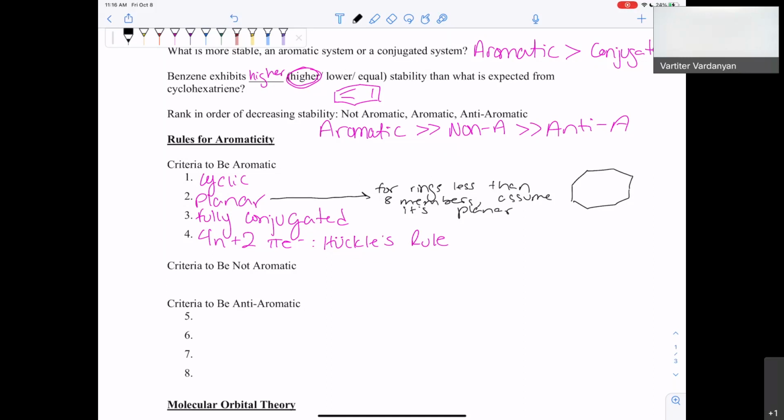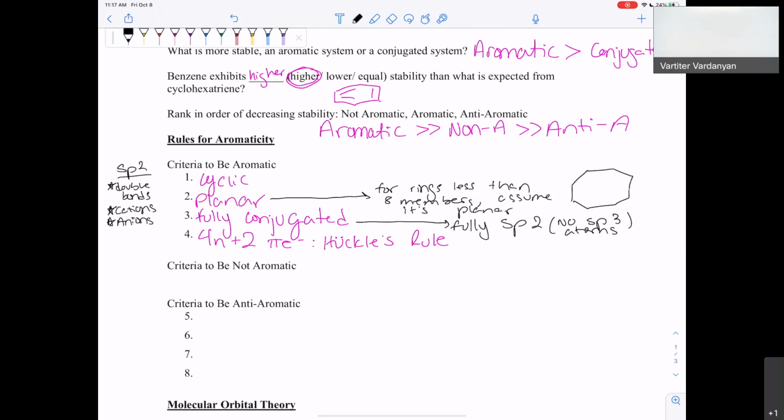Okay. So what we mean by fully conjugated is what we talked about last chapter. We want it to be fully sp2, so no sp3. And as a reminder, what did we talk about last chapter when we talked about sp2? What can be sp2 besides double bonds? Cations, anions, and what was the last one? Radicals. Yes, double bonds, of course. Cations, anions, radicals. So all of those things can be sp2.